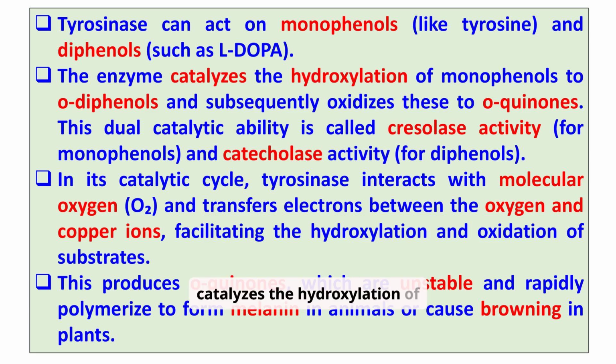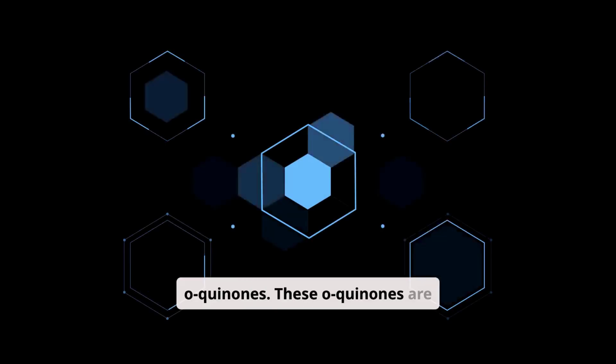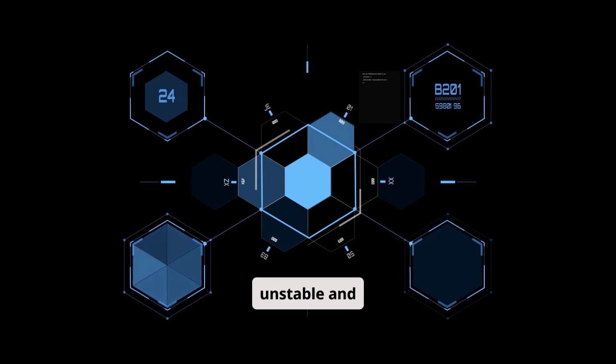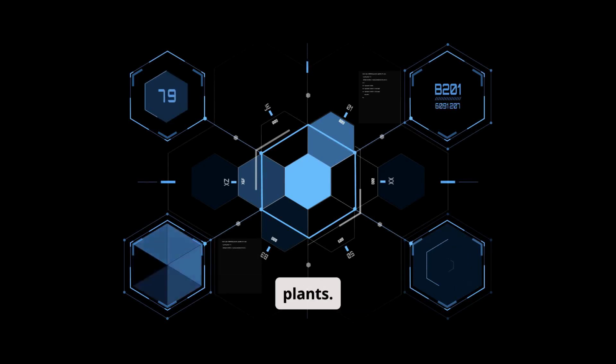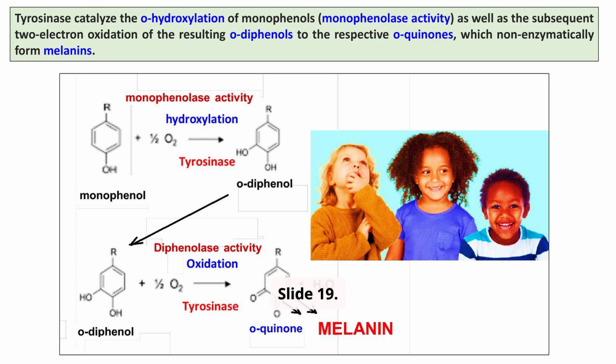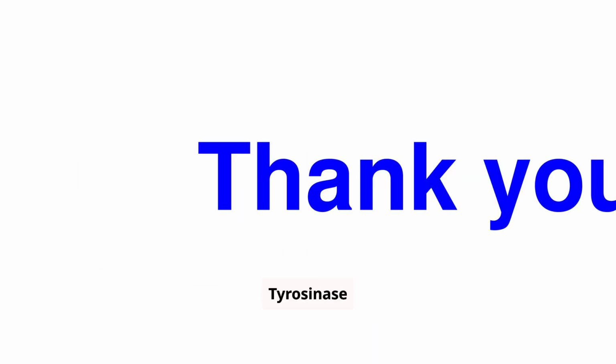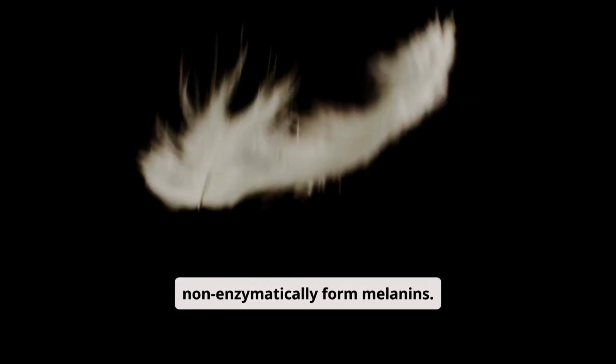It catalyzes the hydroxylation of monophenols to O-diphenols and then oxidizes these to O-quinones. These O-quinones are unstable and polymerize to form melanin in animals or cause browning in plants. Slide 19. Tyrosinase catalyzes the O-hydroxylation of monophenols, as well as the subsequent 2-electron oxidation of the resulting O-diphenols to the respective O-quinones, which non-enzymatically form melanins.